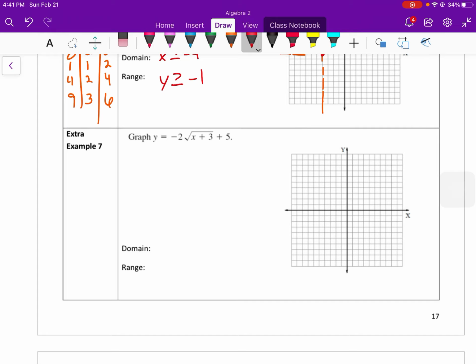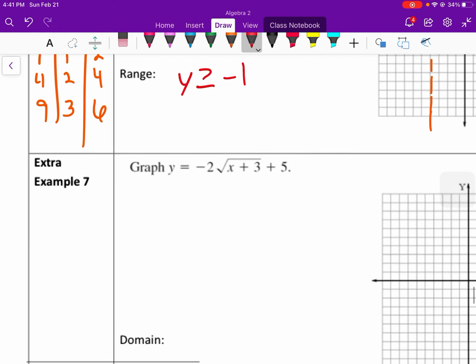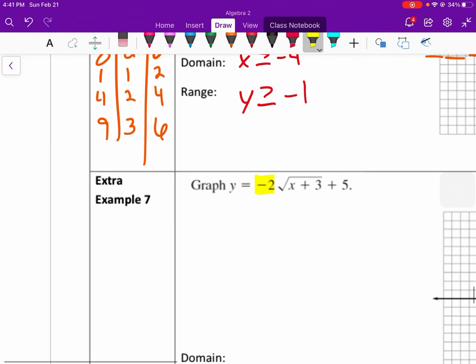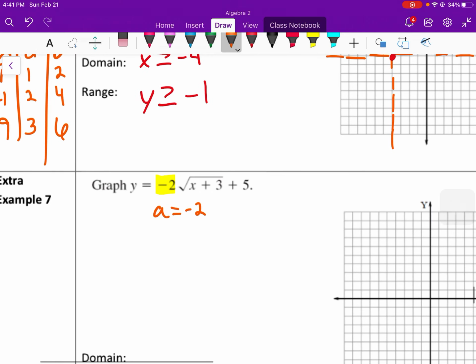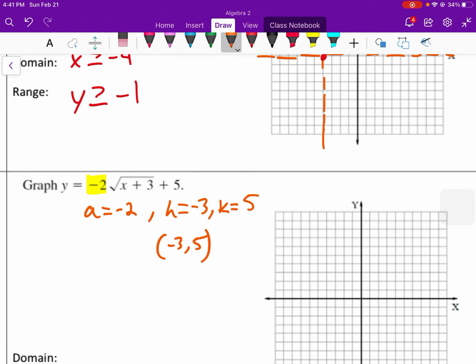All right, and we have one more extra example. So let's go through it. A is going to be -2. So it's a square root and a negative. So I think that should already be indicating which way it's going to open. But with finding our points, we'll find out anyways. H is going to be -3, and K is a +5. HK is -3, 5, so that's our new origin. 1, 2, 3, 1, 2, 3, 4, 5.